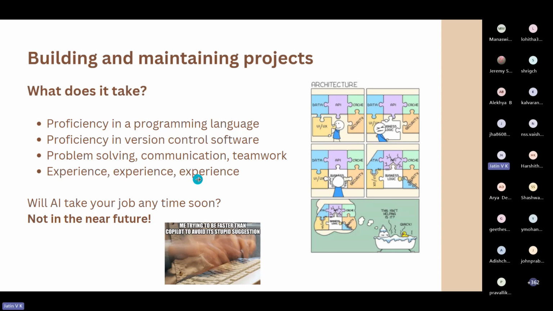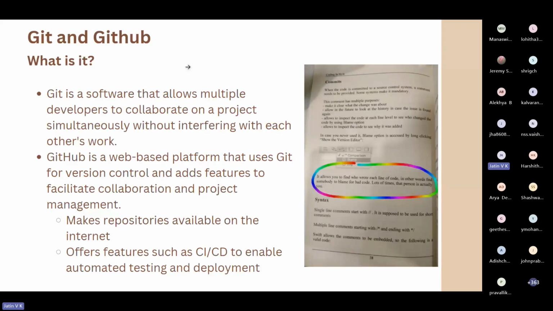Okay, so what are Git and GitHub? It's a software which allows multiple developers to collaborate on a project simultaneously without interfering with each other's work. So just as I mentioned, everybody will be having a different version of the code. So if one person makes a mistake in their code or has deleted something in their code, it does not affect the other person working on some other code.